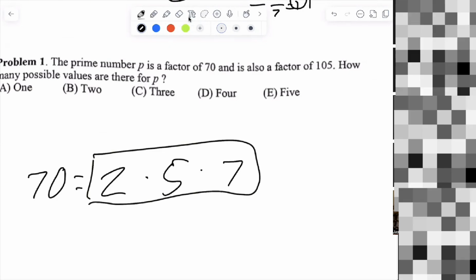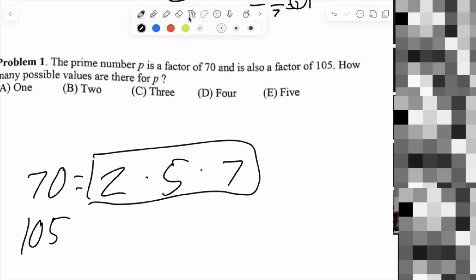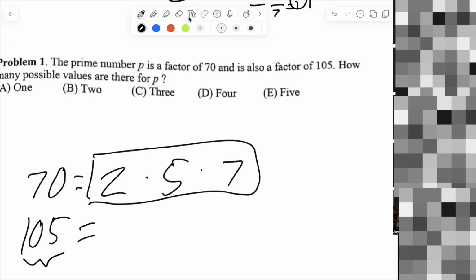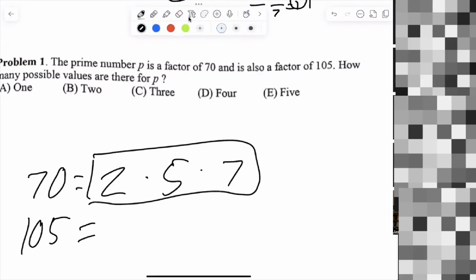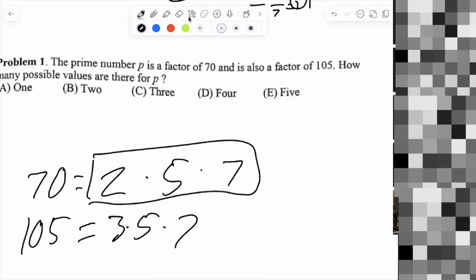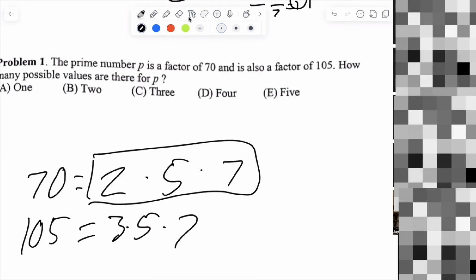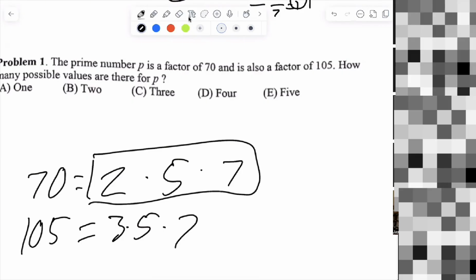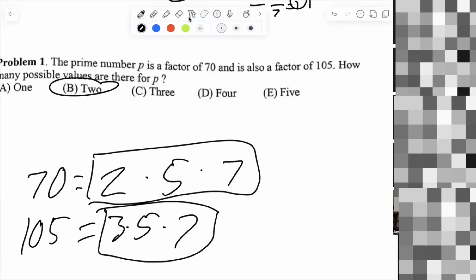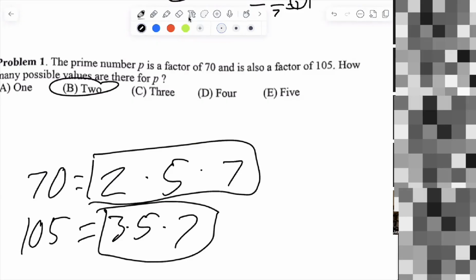Now, we also factorize 105. How do we do this? Well, we can see that 105 is divisible by 3 and 5, because the sum of the digits is 6, which is divisible by 3. So we can divide this number by 15, and you'll end up with 7 also. So 70 is 2 times 5 times 7, and 105 is 3 times 5 times 7. These two numbers are both divisible by 5 and 7, which means the answer to this question is 2, since these are prime numbers and they're both factors of 70 and 105.